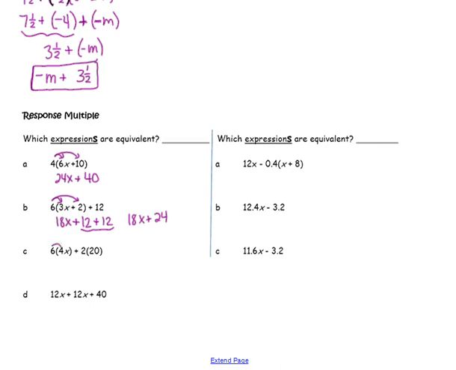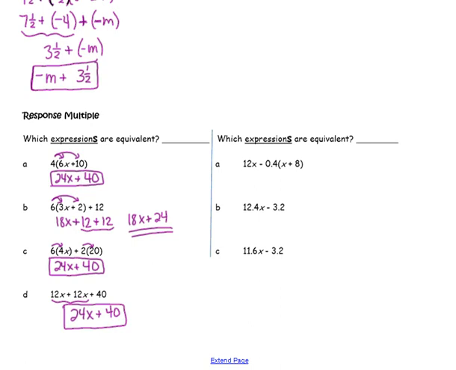Next, 6 times 4x is 24x. 2 times 20 is 40. And finally, 12x plus 12x is 24x plus 40. So we have 24x plus 40 for A, 24x plus 40 for C, 24x plus 40 for D. And then B has a different answer. So the expressions that are equivalent are A, C, and D.